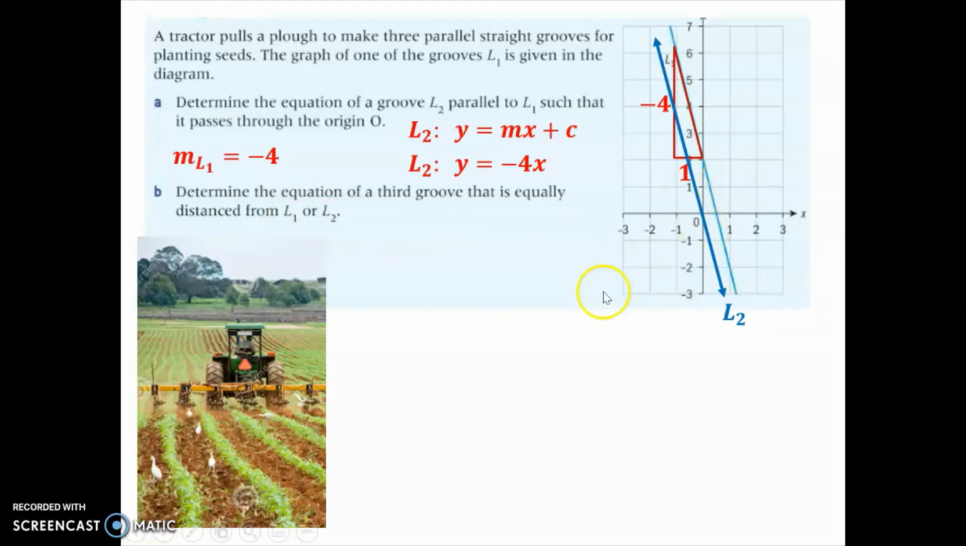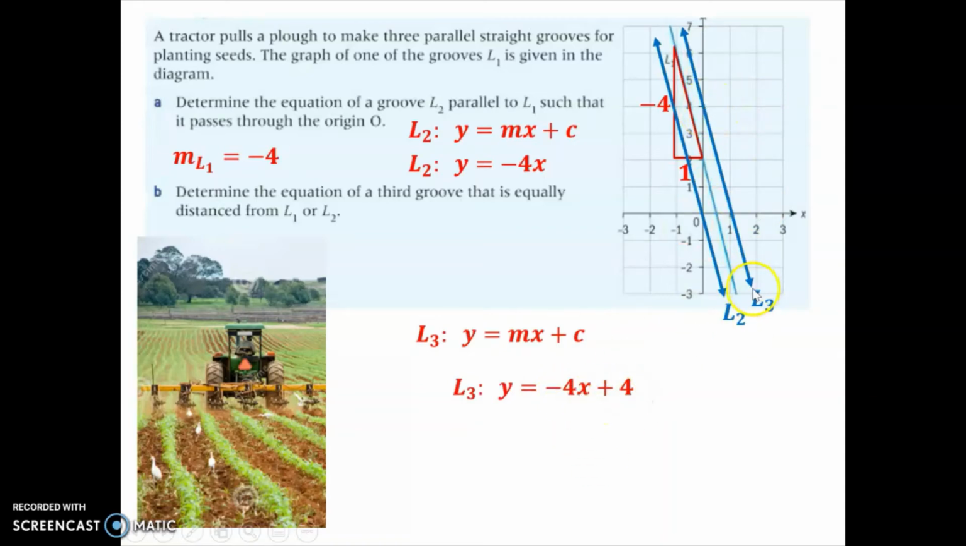Now, find an equation of a third groove that is equally distant from L1 and L2. So there's going to be a third groove made by one of these, and it's going to be parallel to line 1 and 2, and it's going to be equally distant to either one. So there's multiple options for line 3 here. Okay, one of the line 3 options can be here. It's equally distanced. Notice that line 1 and 2, when you look at this distance here, it's a distance of 2. So when I drew the next line, I also did a vertical distance of 2 here. So the equation of line 3 here would be, well, that one could be -4x plus 4. Same slope, -4, and then it has a y-intercept of 4 here.